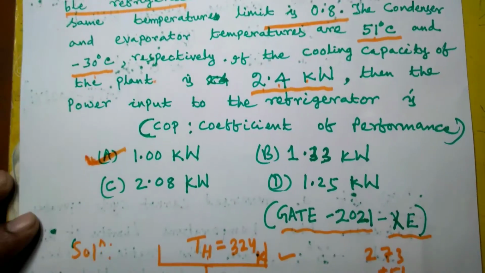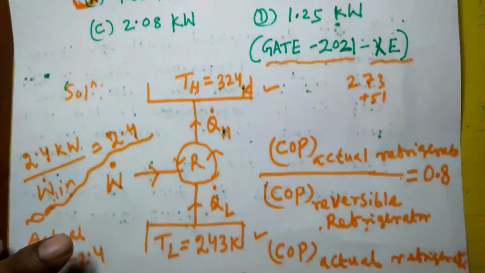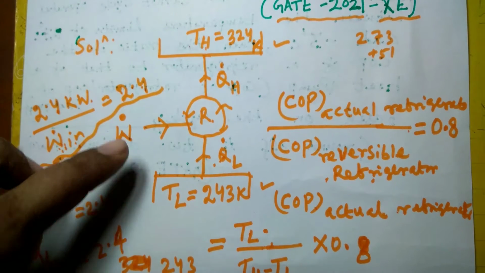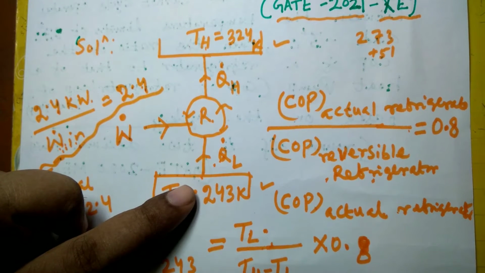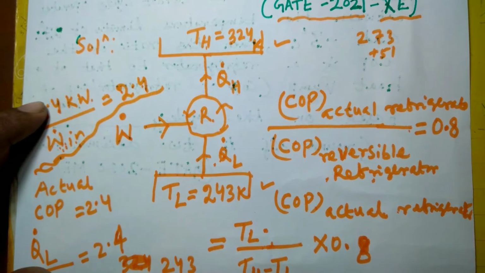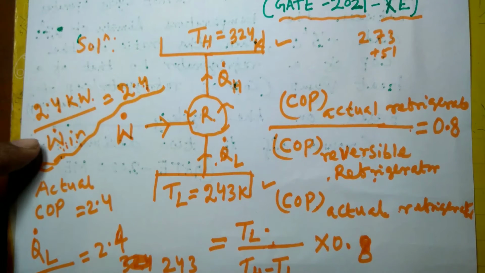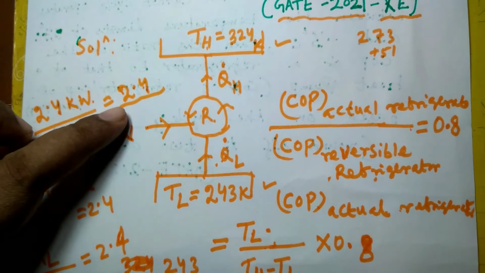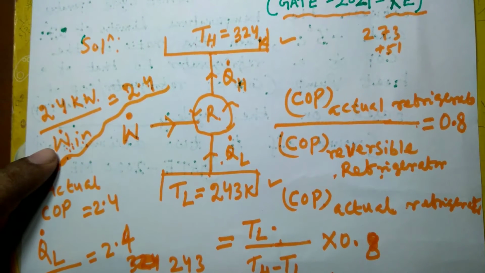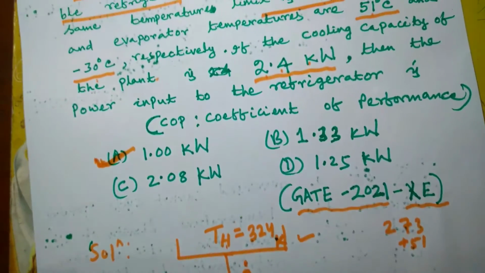Option A, 1 kilowatt. Since the actual COP has come out to be 2.4, and the actual COP of a refrigerator is desired effect by work input. The desired effect is your cooling load, that is the rate of heat removal, 2.4 kilowatt, that is given. So in place of Q dot L I will write 2.4 kilowatt divided by W dot in is equal to 2.4, that is the actual COP we have calculated. So that means W dot in is nothing but 1 kilowatt. So option A is the correct answer.